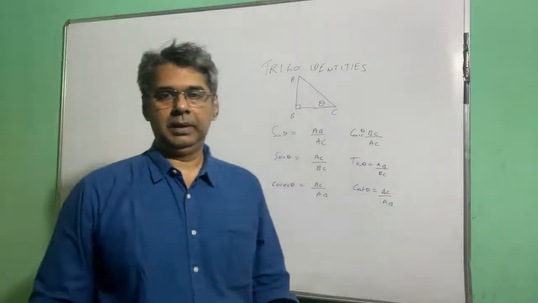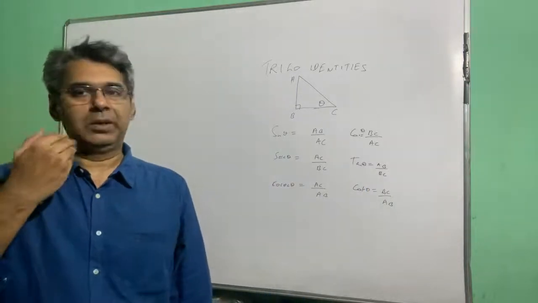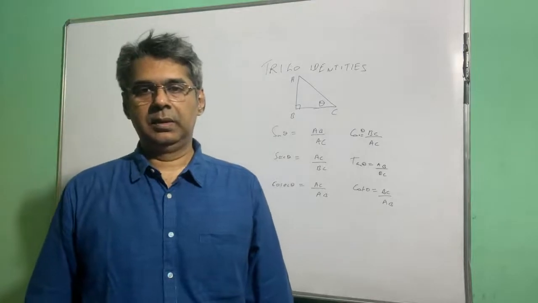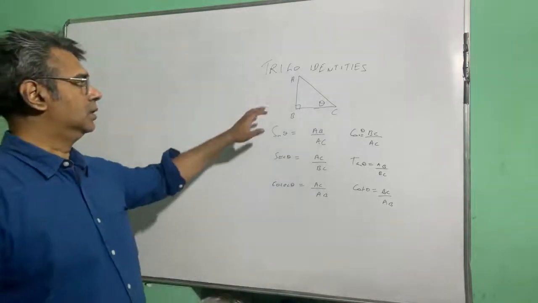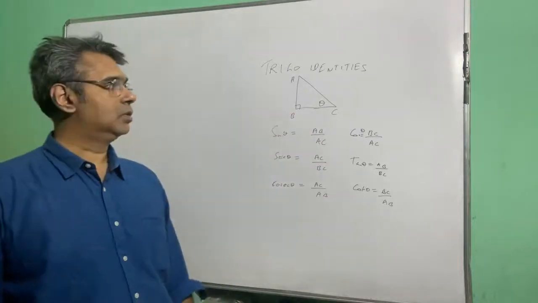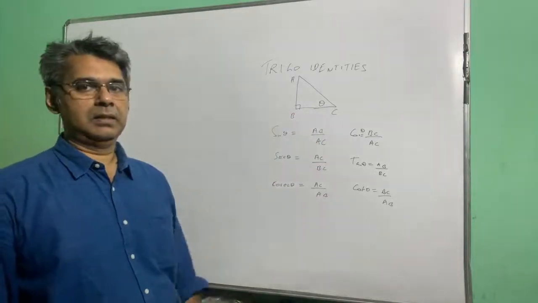Okay, very good afternoon to all of you. We are going to start the class 10 syllabus with trigonometric identities. So, suppose there is a triangle ABC. In this triangle, the base angle is theta.